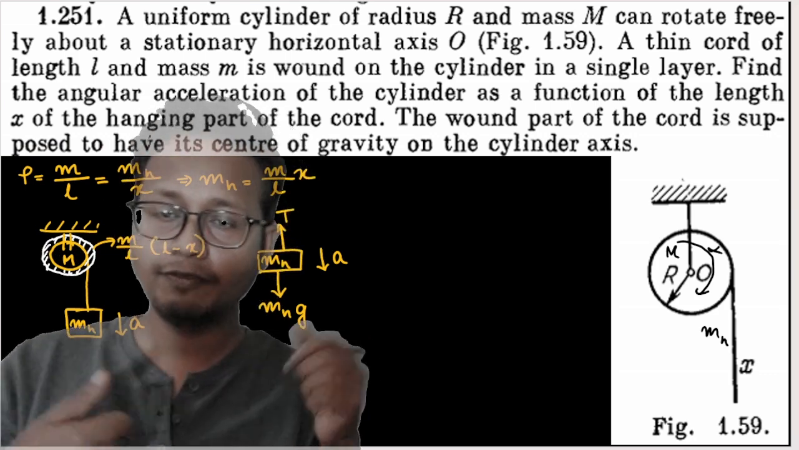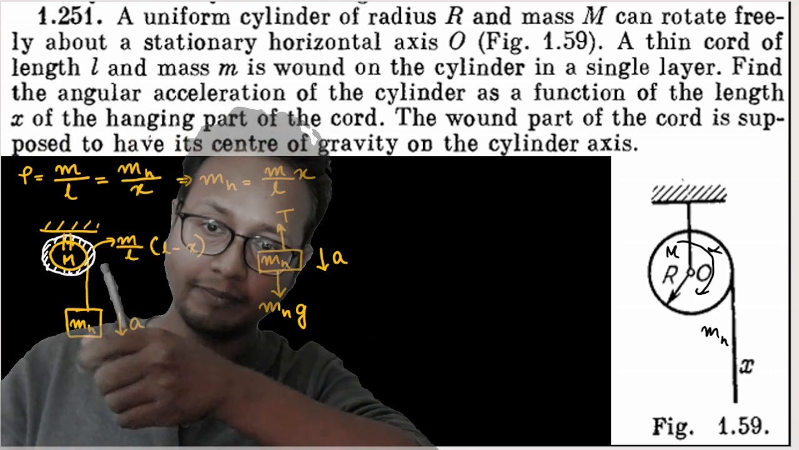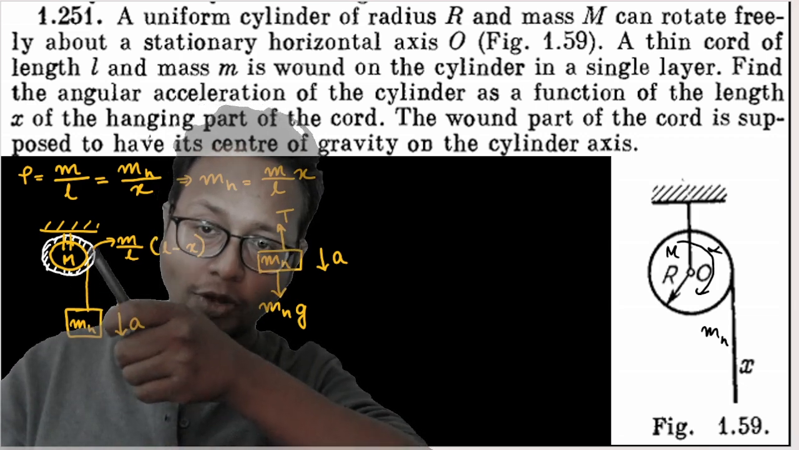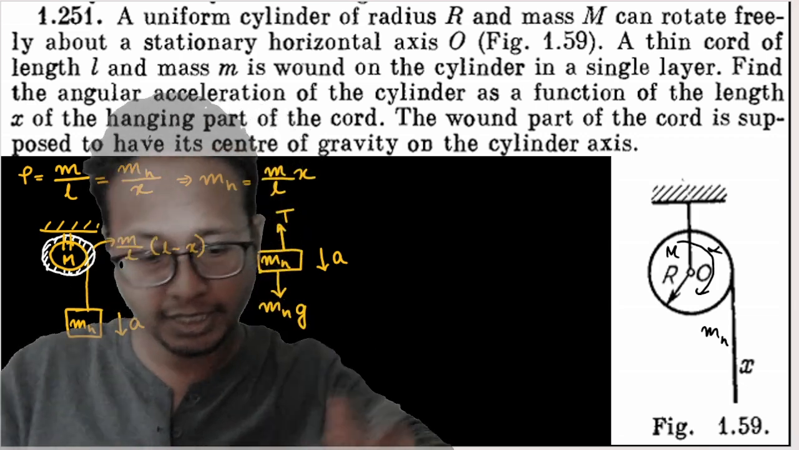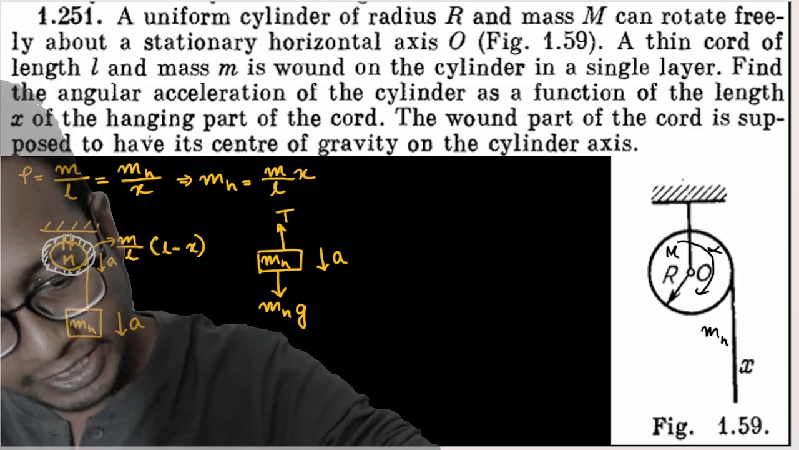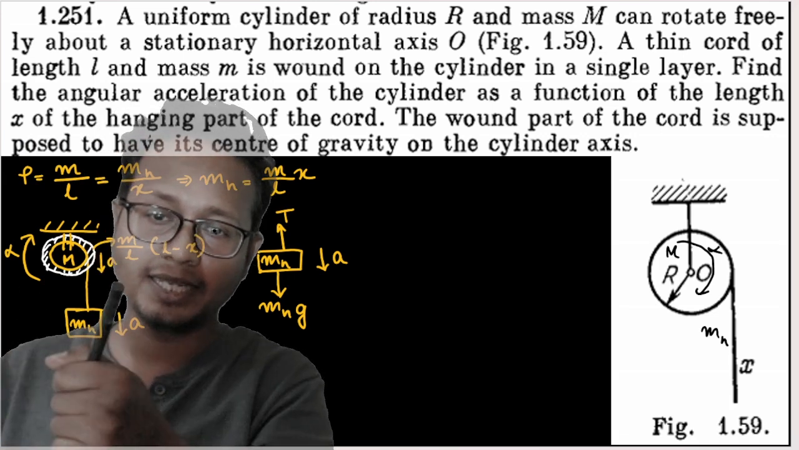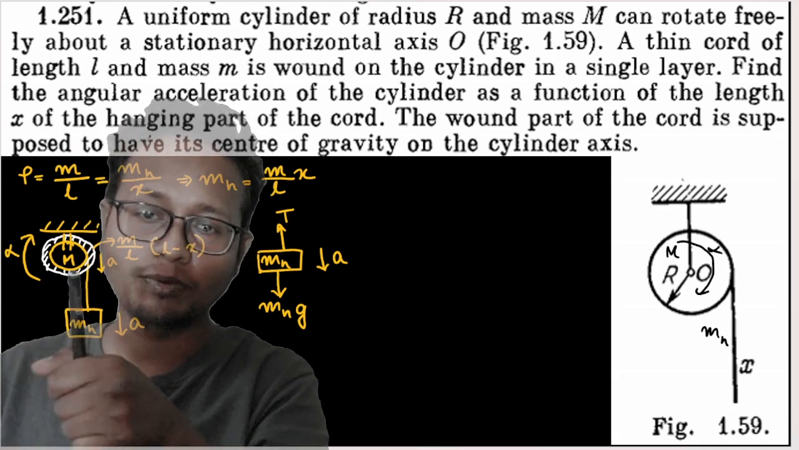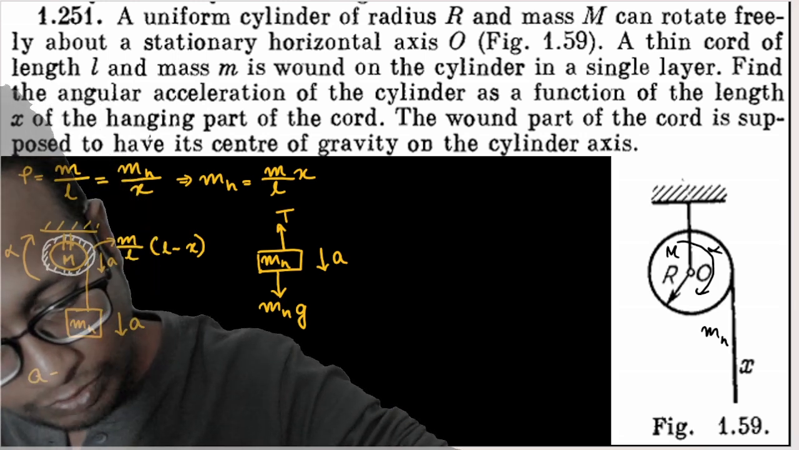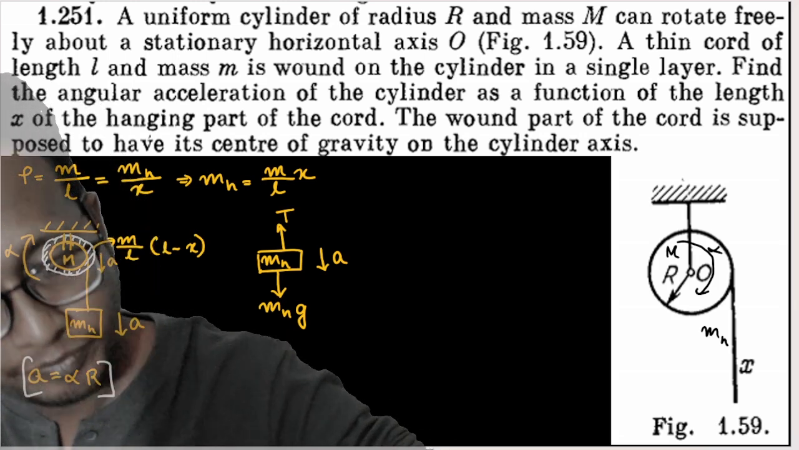Now if you see the point at the edge of the disc, the edge of the cylinder, if this mass is moving down with acceleration a, the point at the edge would also move down with acceleration a, isn't it? This point would also have an acceleration a, and this pulley would rotate with angular acceleration alpha. The relation between alpha and a is a equals alpha into r, where r is the radius of the pulley, isn't it? So a equals alpha r. This is the main crux of the question that you have to understand.